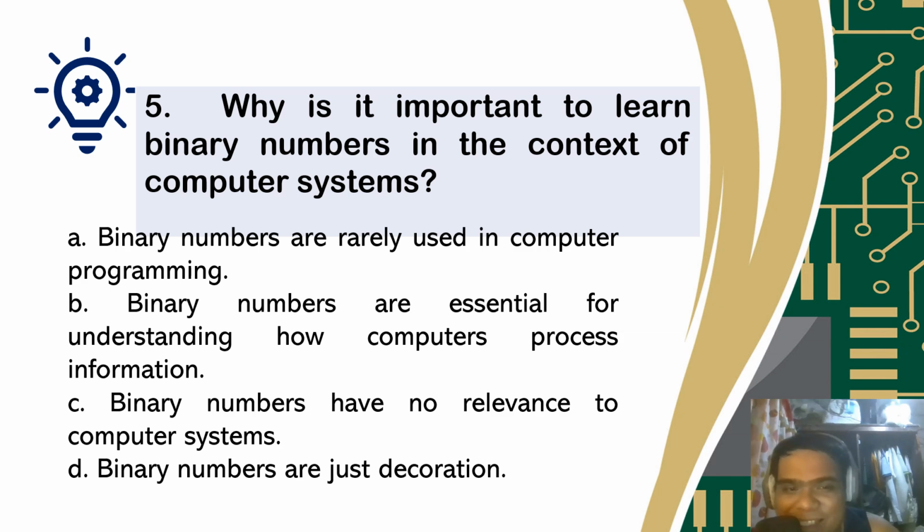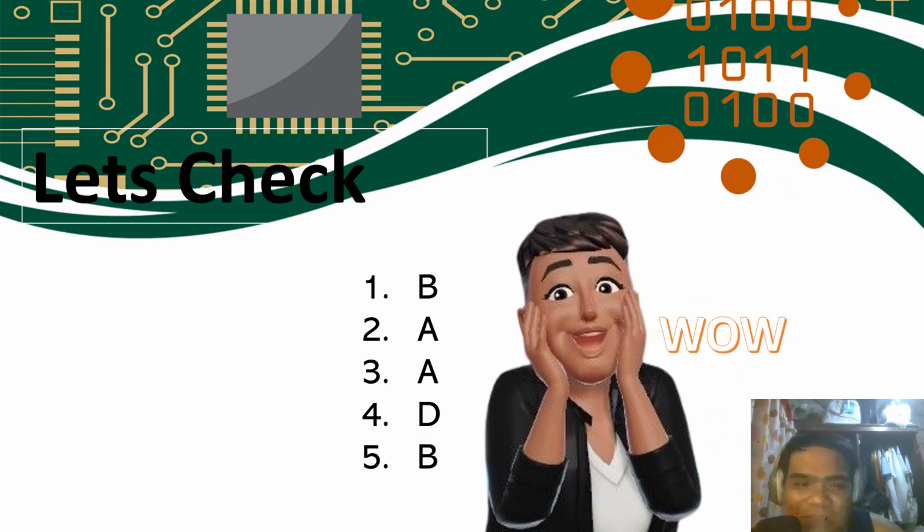Why is it important to learn binary numbers in the context of computer system? A. Binary numbers are regularly used in computer programming. B. Binary numbers are essential for understanding how computers process information. C. Binary numbers have no relevance to computer systems. And D. Binary numbers are just decoration. Oh, saan dyan? Saan dyan yung nagsasabi ng it's important to learn? Okay. So, if we check, dito na ang sagot natin.